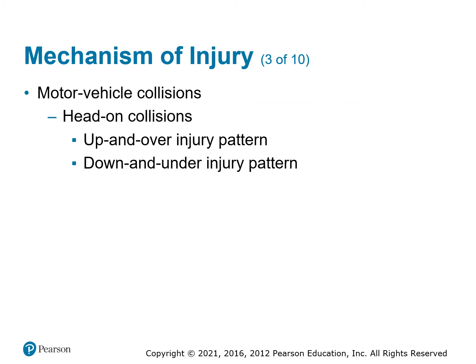All right, now motor vehicle collisions. This first slide here talks about head-on collisions. Generally, if you have a head-on collision, there's going to be two types of injury patterns. One is the up and over, one is the down and under. So think of this like if you're the driver and you get in a car accident, are you going up and over the steering wheel, or are you going down and under the steering wheel? If you're going up and over, you're probably looking at head injuries, upper body injuries, chest injuries from maybe hitting the steering wheel.